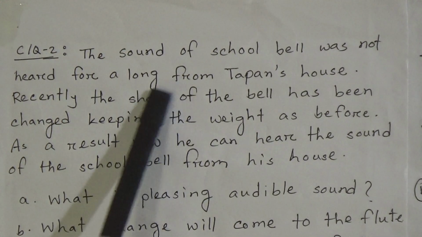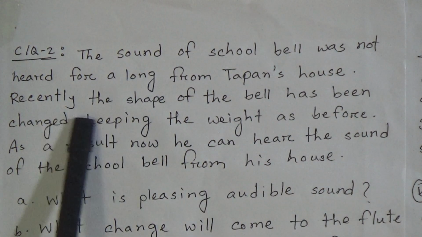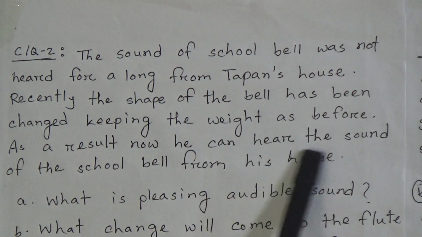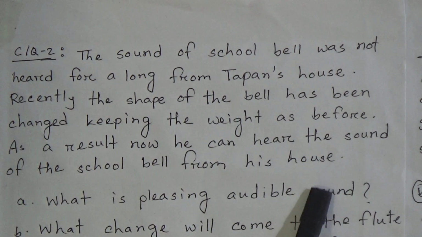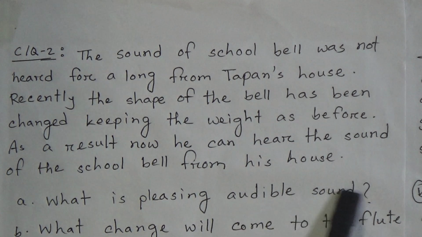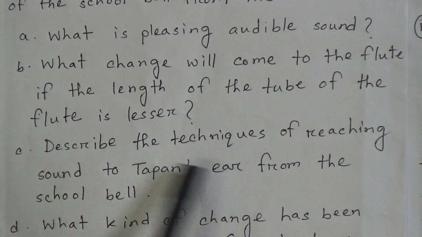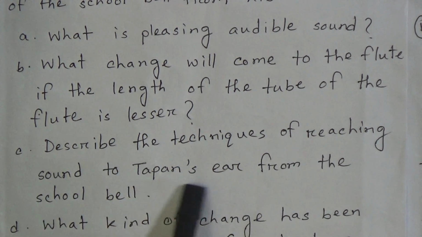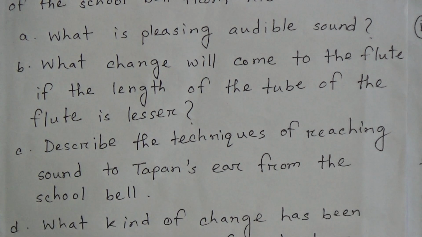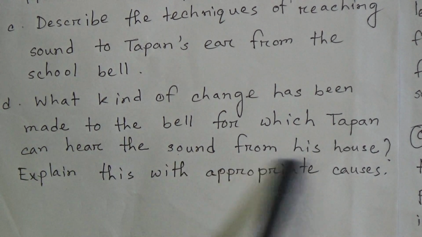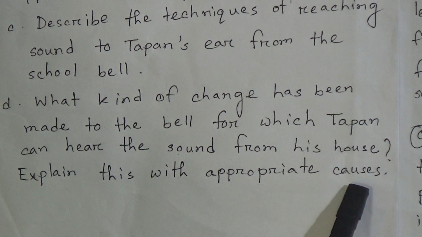Let's see the stem. The sound of the school bell was not heard for a long time from Tapan's house. Recently, the shape of the bell has been changed, keeping the weight as before. As a result, now he can hear the sound of the school bell from his house. Question A: What is pleasing audible sound? Question B: What change will come to the flute if the length of the tube of the flute is lesser? Question C: Describe the techniques of reaching sound to Tapan's ear from the school bell. And question D: What kind of change has been made to the bell for which Tapan can hear the sound from his house? Explain these with appropriate causes.